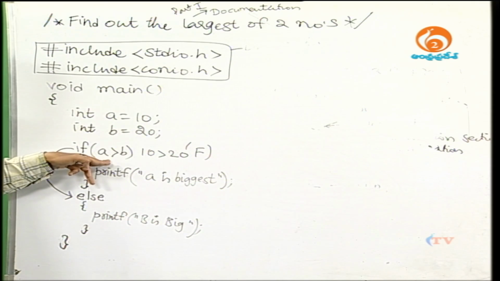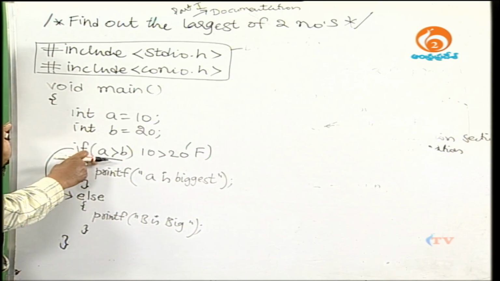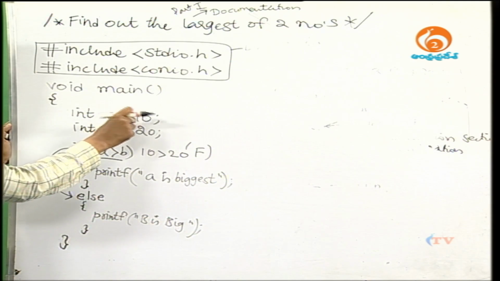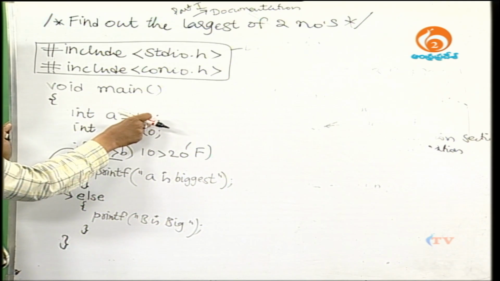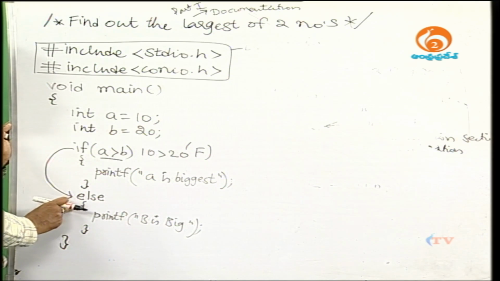So, here the condition I am checking. If the condition is true, we get a Boolean expression, that is true or false. This is false because the value of A is 10 only. So this is false, and the else part is executed.